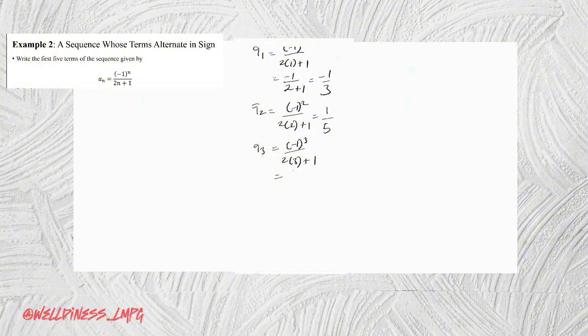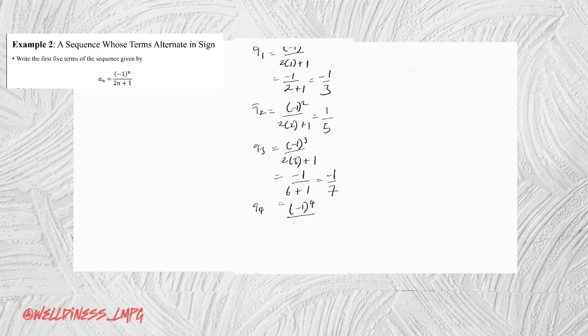And we know that minus 1 times minus 1 is plus 1, and plus 1 times minus 1 will give you minus 1, while 2 times 3 will give you 6. So that will give you minus 1 divided by 6 plus 1, and your final answer will be minus 1 divided by 7. Now for a4, all you have to do is substitute 4 everywhere you see n.